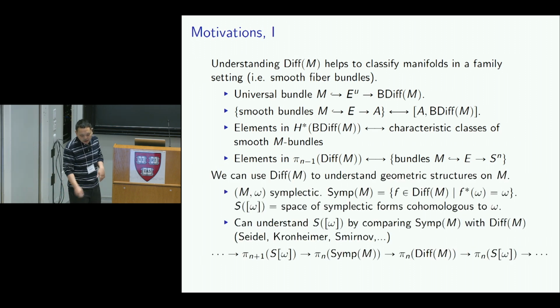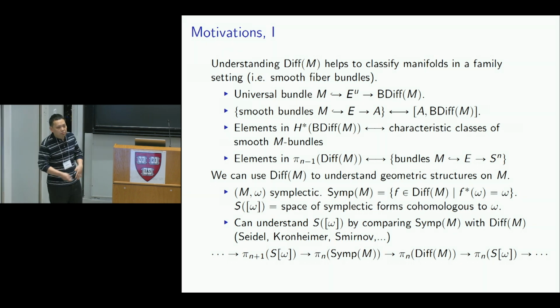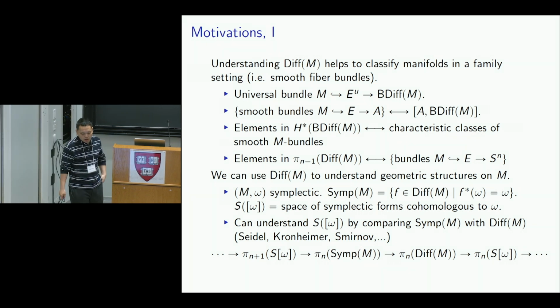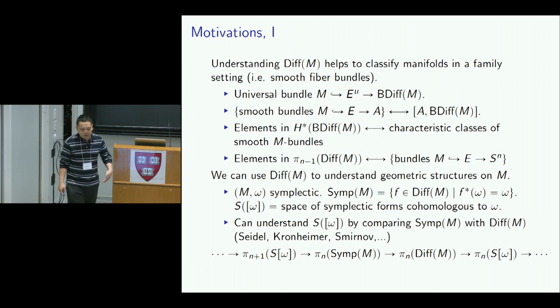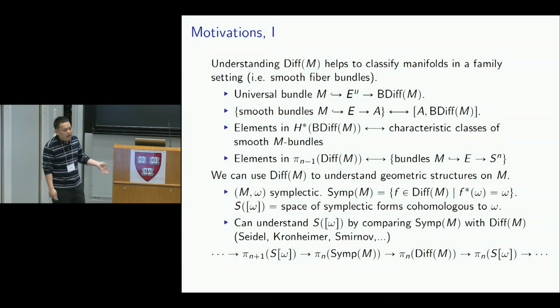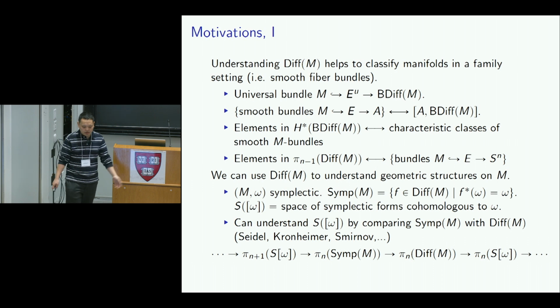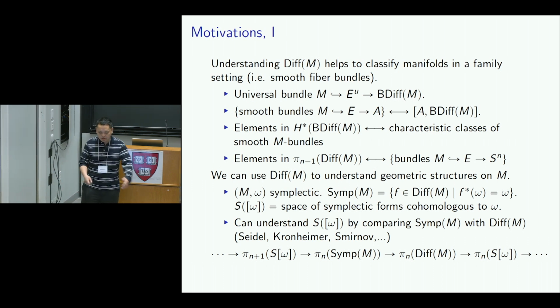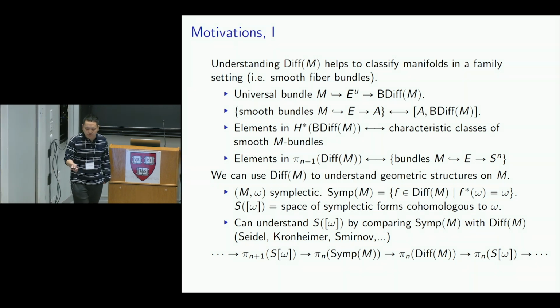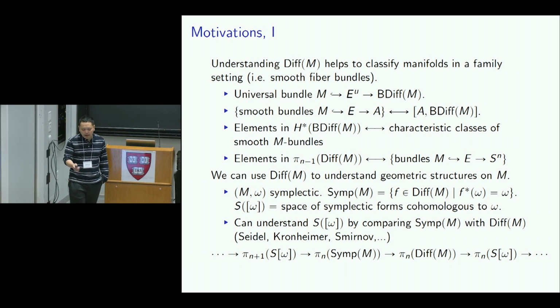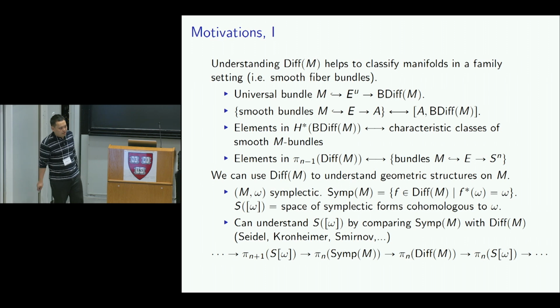giving us a long exact sequence of homotopy groups. And so one can understand the space of symplectic forms by comparing the homotopy types between the symplectomorphism group and the diffeomorphism group. And I think there are a lot of exciting works in this direction by Seidel, Kronheimer, and Smirnov, and many other people in recent years. Okay, so that's another motivation. We can use this to study geometric structures on the manifold.